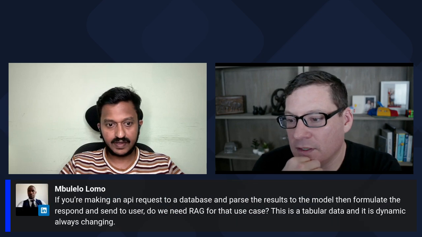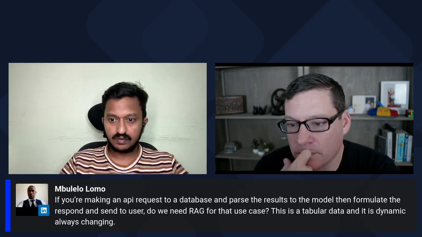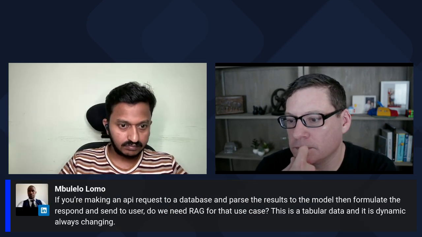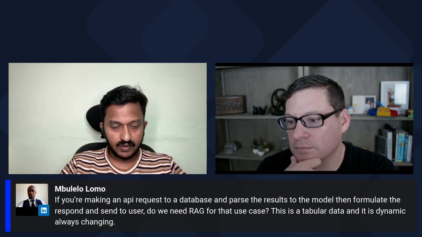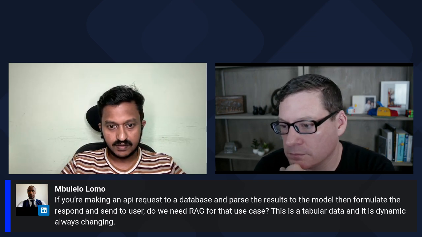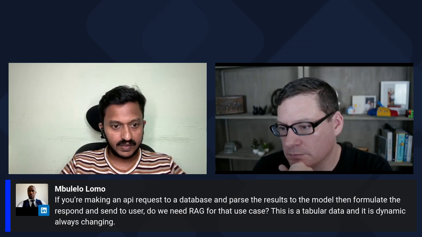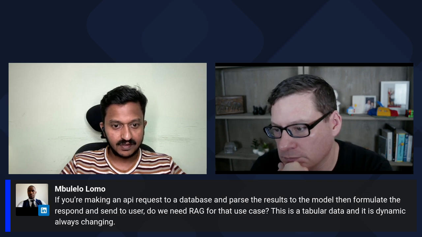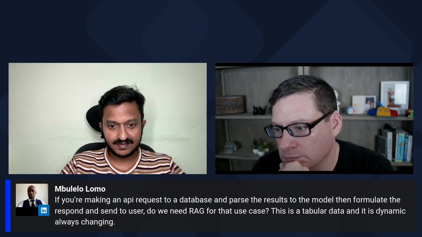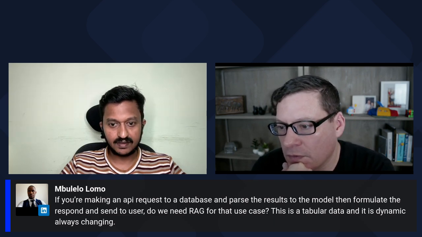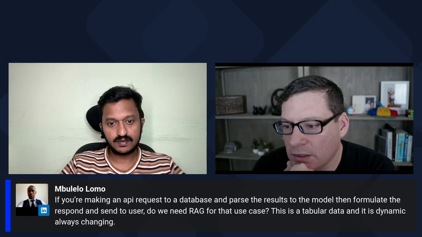Cool. So we have one more here from Lomo. If you are making an API request to a database and pass the results to the model, then formulate the response and send to user, do we need RAG for that use case? This is tabular data and it is dynamic, always changing.